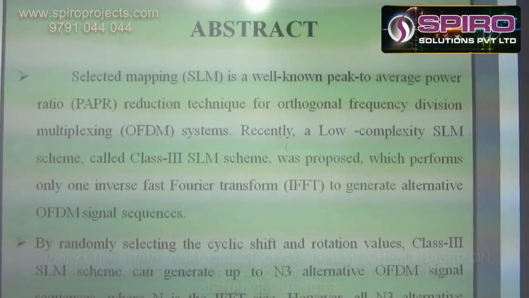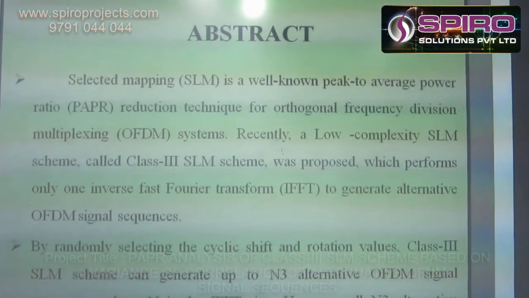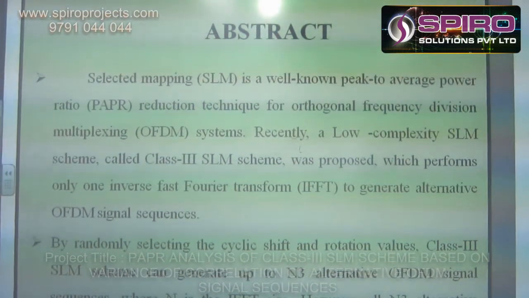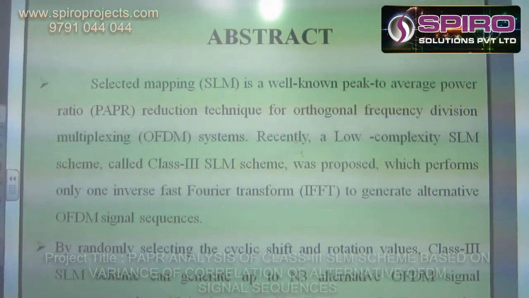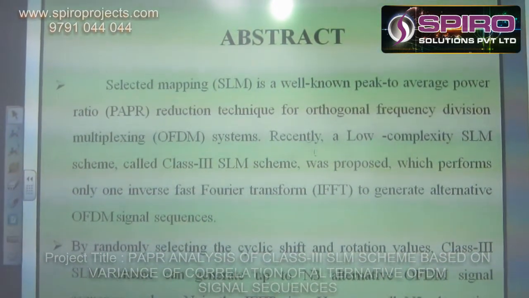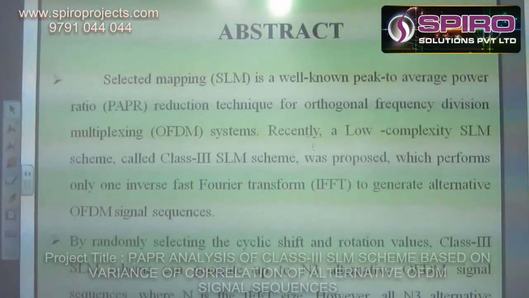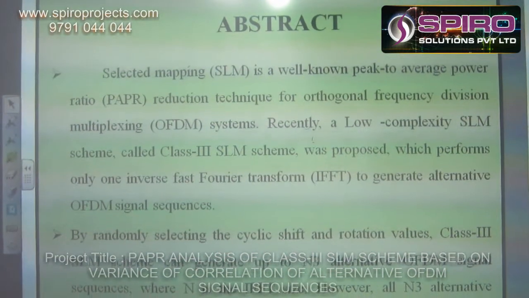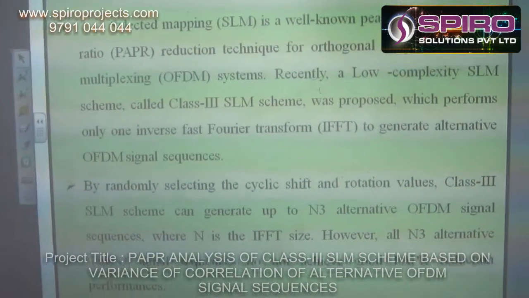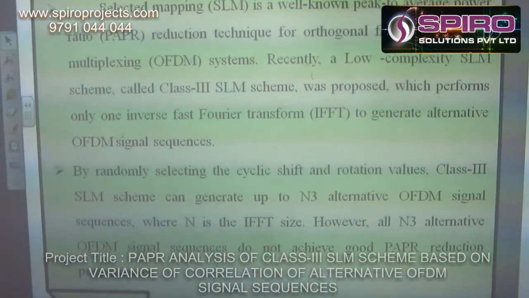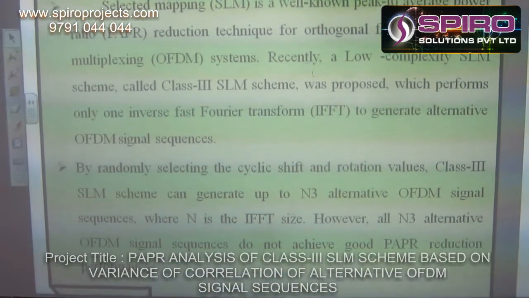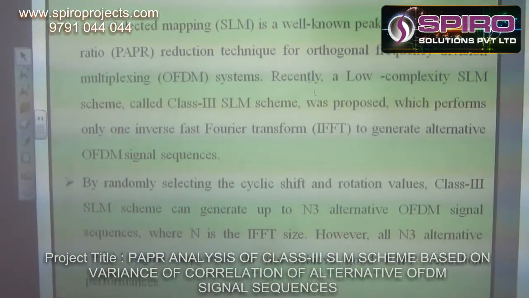In this paper, selective mapping is a well-known peak to average power ratio reduction technique for orthogonal frequency division multiplexing systems. Recently, a low complexity SLM scheme called class 3 SLM scheme was proposed, which performs only one inverse fast Fourier transform to generate alternative OFDM signal sequences. By randomly selecting the cyclic shift and rotation values, class 3 SLM scheme can generate up to N^3 alternative OFDM signal sequences, where N is the IFFT size.